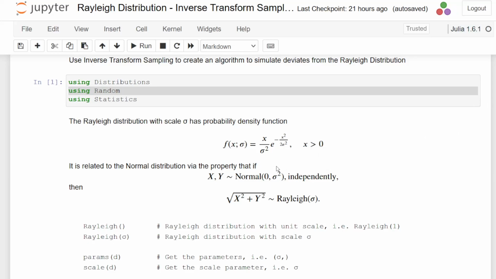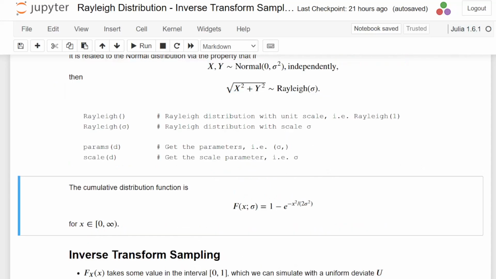Now, this is related to the normal distribution via the property that if x and y are two normal random variables with mean 0 and variance sigma squared, independently normally distributed with the same characteristics, then we can say that the square root of x squared plus y squared is a Rayleigh random variable with parameter sigma, which is the standard deviation that x and y are both characterized by.